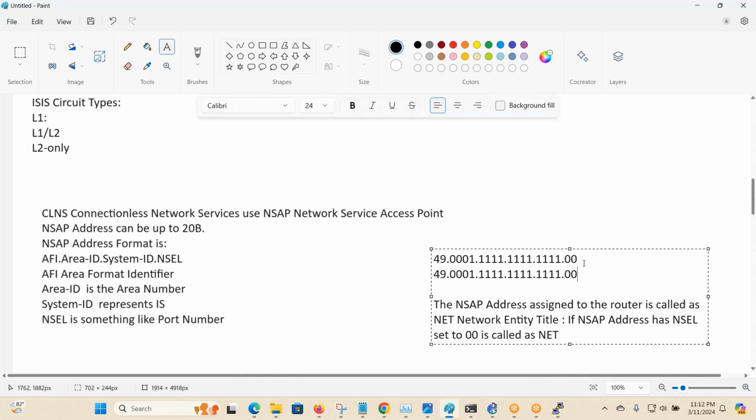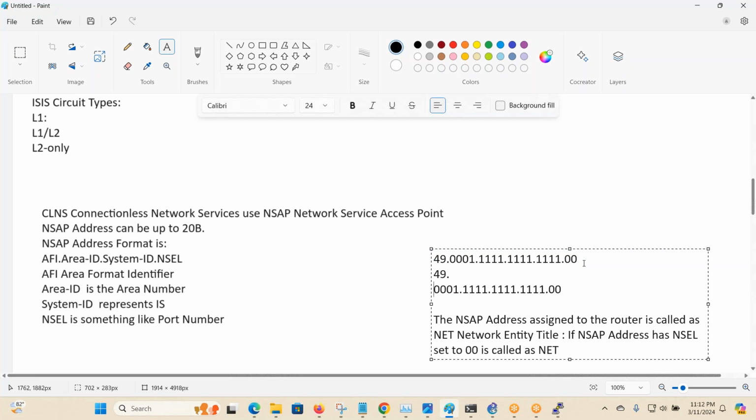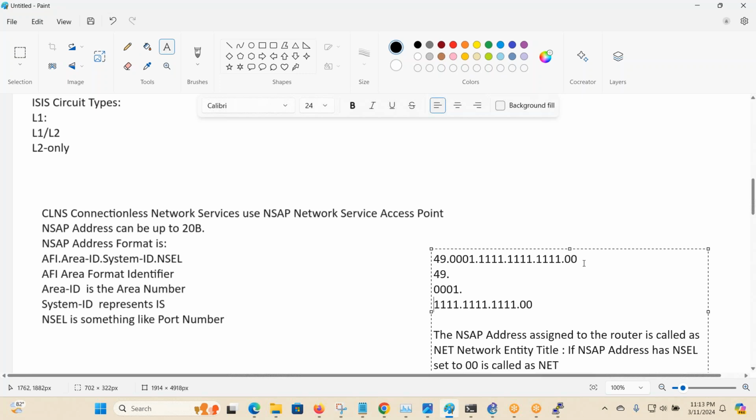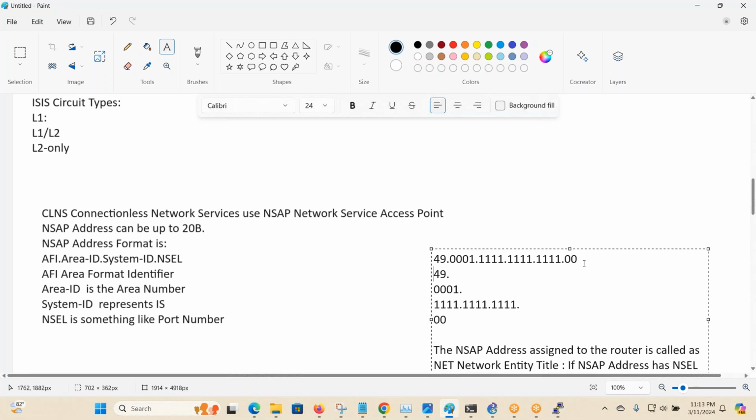So first of all, this one is our AFI, area ID, and N-cell. Area ID, system ID, N-cell.